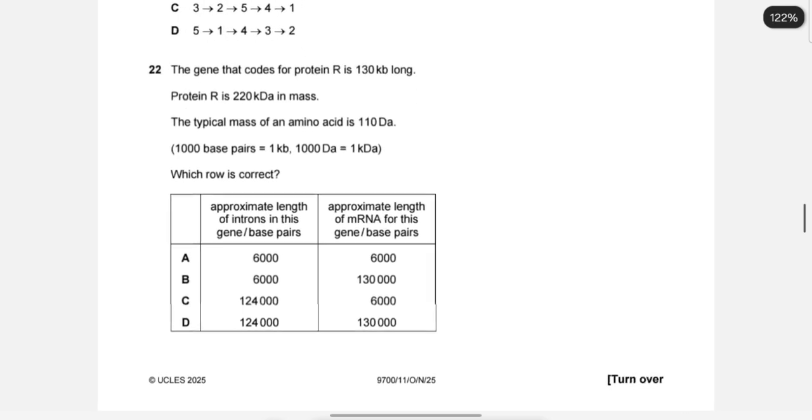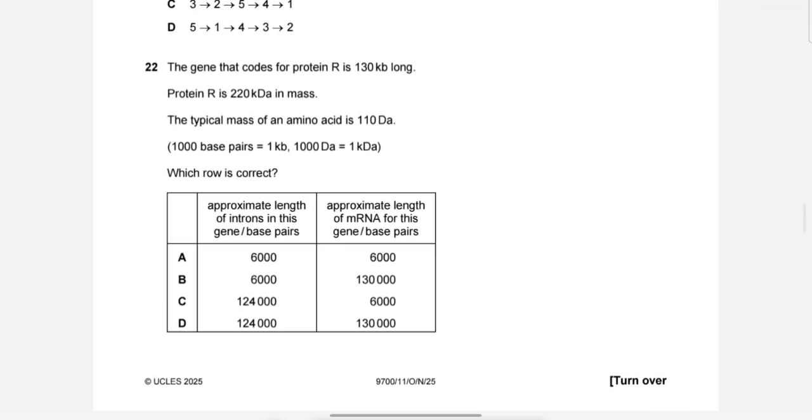And for number 22, it says the gene that codes for protein R is 130 kb long, and protein R is 220 kDa in mass. The typical mass of an amino acid is 110 Da, and 1,000 base pairs is equal to a kb, and 1,000 Da is equal to a kDa. And the question is, which row is correct?